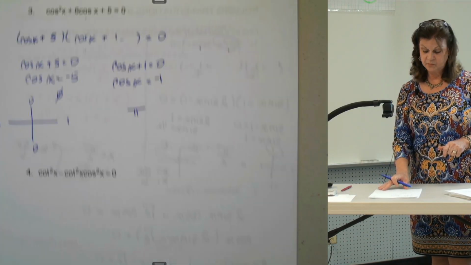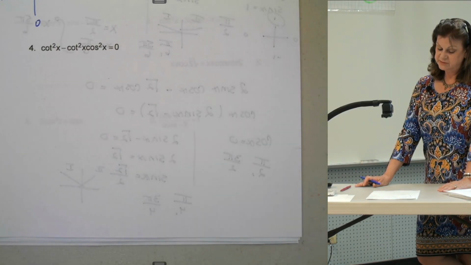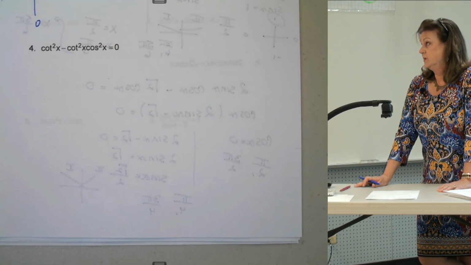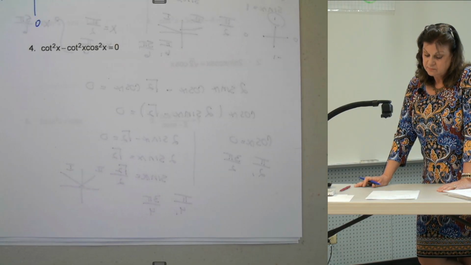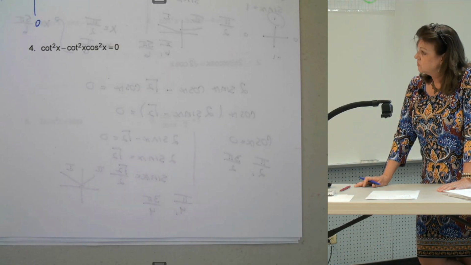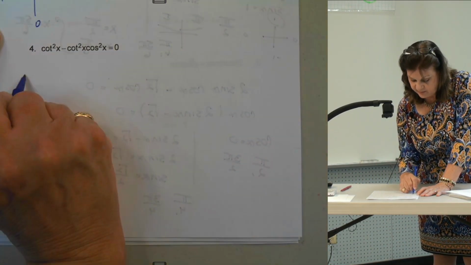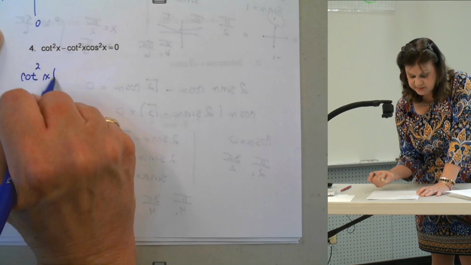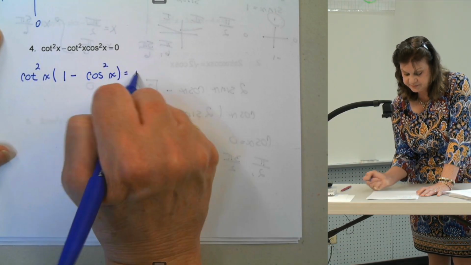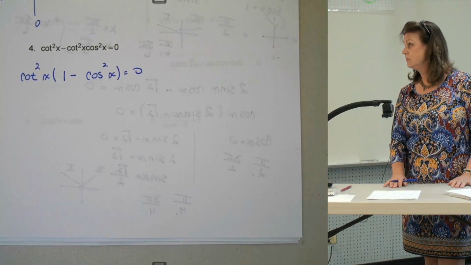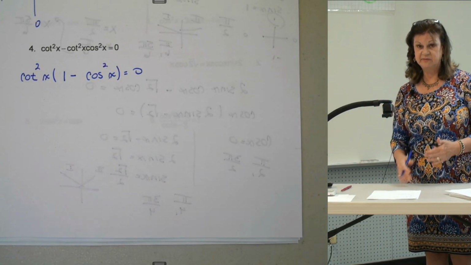All right. Take a minute to write it down. Cotangent squared x minus cotangent squared x cosine squared x is 0. Okay. First rule of factoring. What is common to both these terms? Well, of course, cotangent squared. So let's take that out. Cotangent squared x, and I'm left with 1 minus cosine squared x. Okay. So there are my two factors. The cotangent of some angle squared is 0, and 1 minus the cosine of some angle squared is 0.